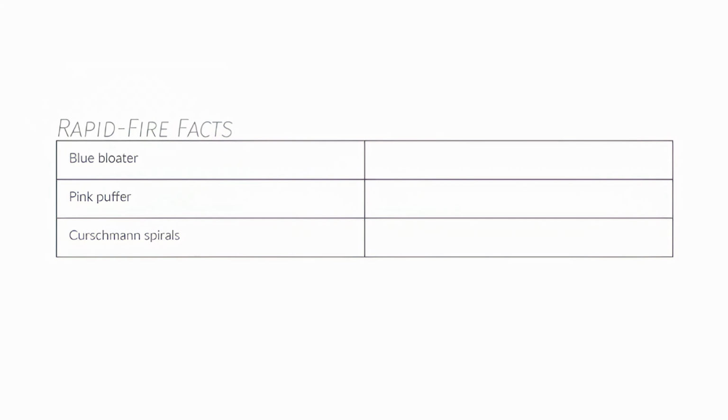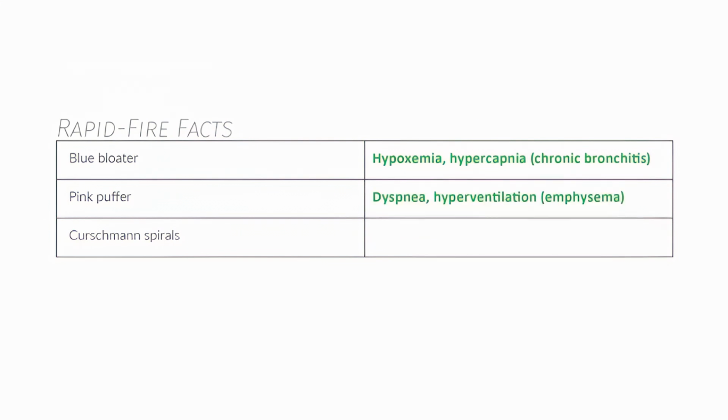Now let's do some rapid fire facts. A blue bloater is someone that's hypoxic, hypercapnic, and has chronic bronchitis. A pink puffer is someone that has dyspnea, hyperventilation, and emphysema. And finally, a Curschmann spiral sheds epithelia from mucus plugs. It's found in someone with asthma.